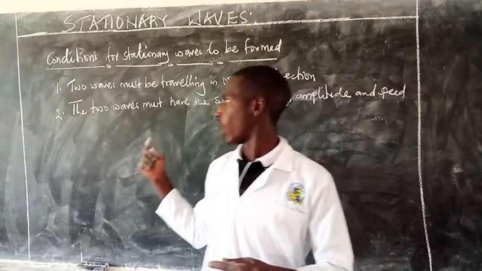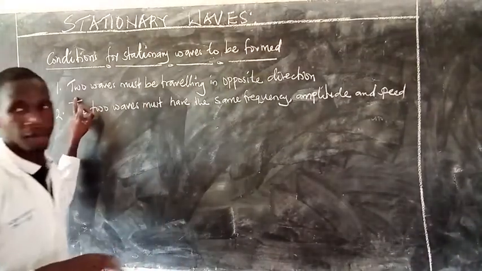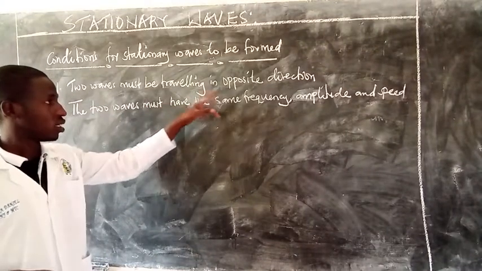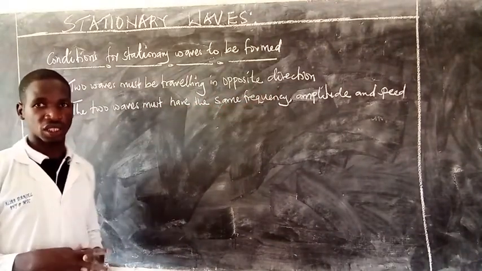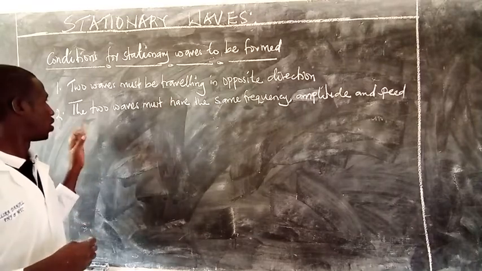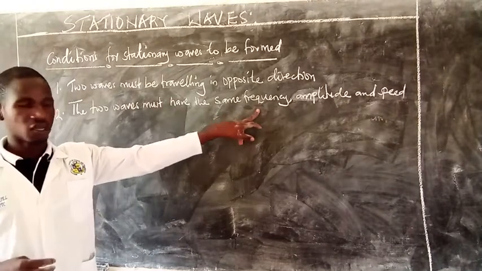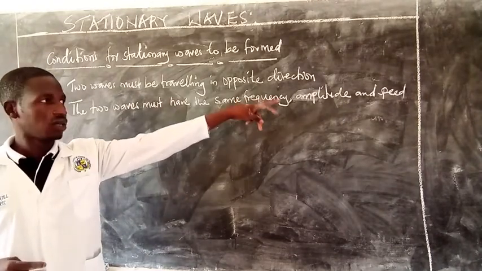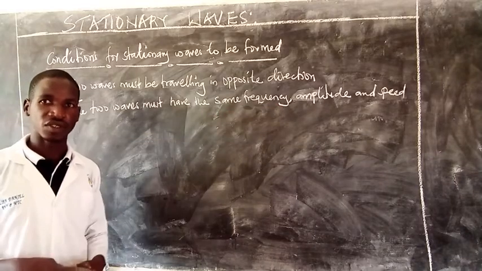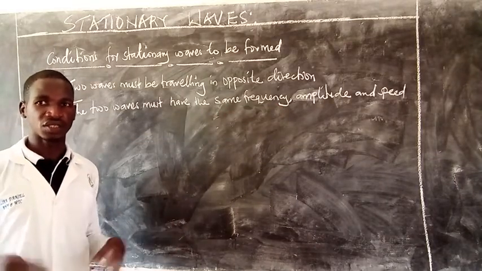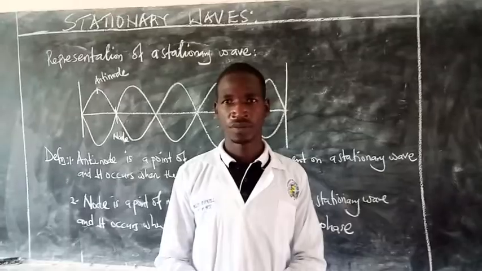So those are basically the two conditions necessary for you to have a stationary wave formed. One, the two waves must be traveling in opposite direction. Two, the two waves must have the same frequency, same amplitude, and same speed. As simple as that. Those are the conditions necessary.